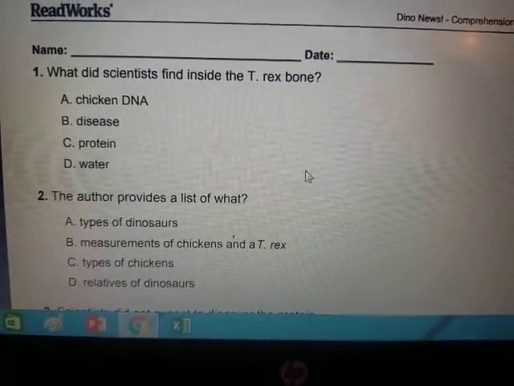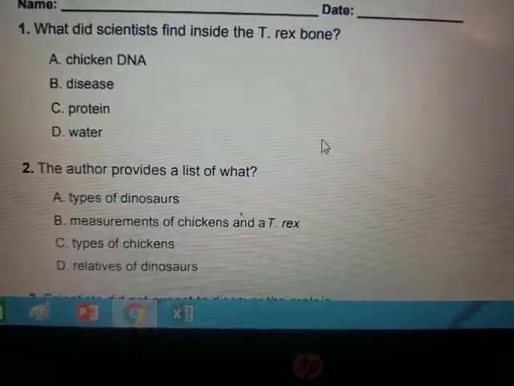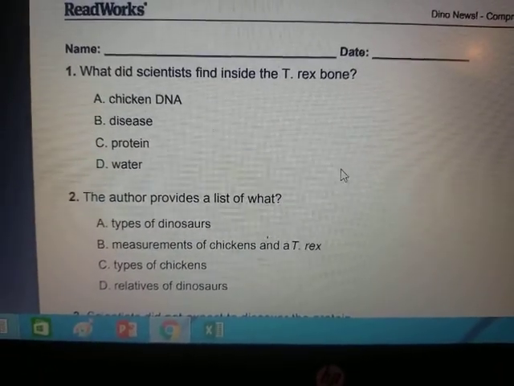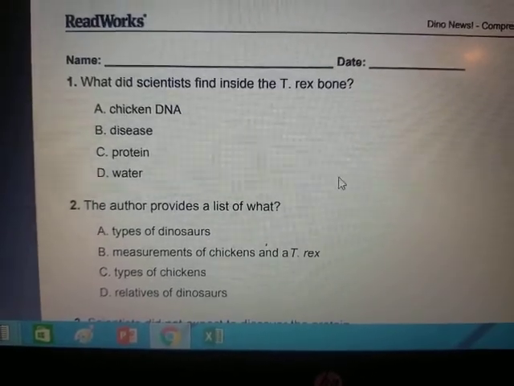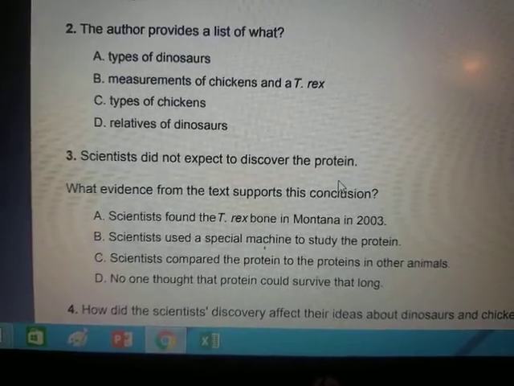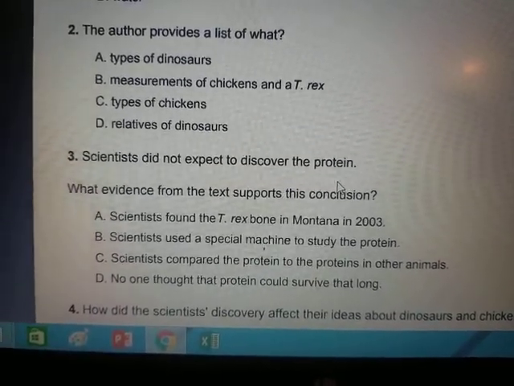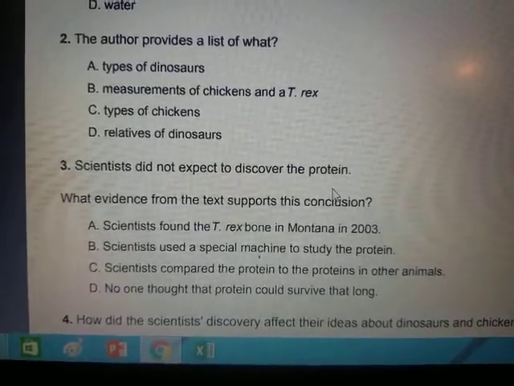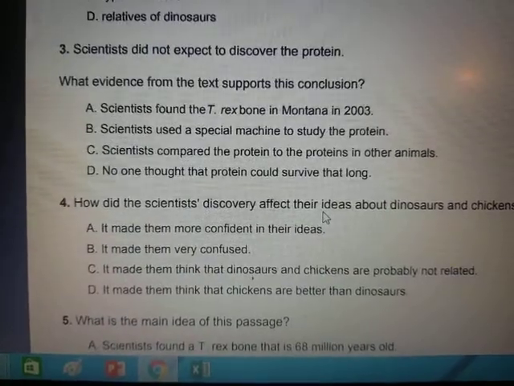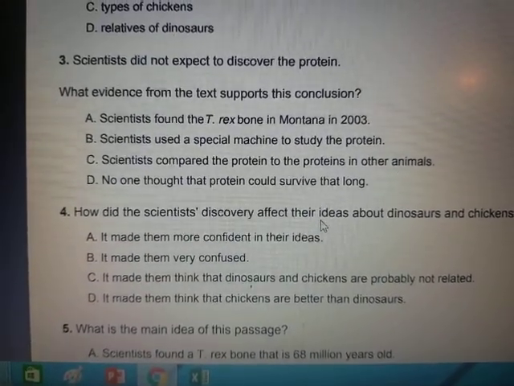So that was a short article, and you're going to answer the questions. What did scientists find inside the T-Rex bone? What did they find? Chicken DNA, disease, protein, or water? Easy one. The author provides a list of what? What did I just read? A list of types of dinosaurs, the measurements of chickens and T-Rexes, the types of chickens, or the relatives of dinosaurs. Number 3.